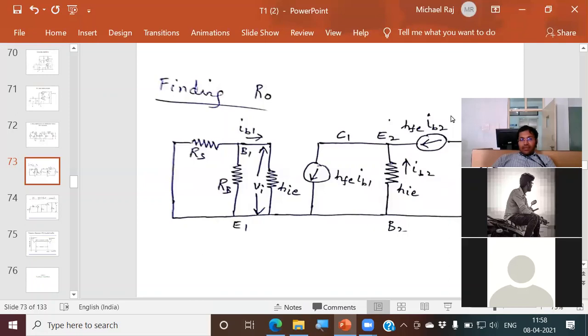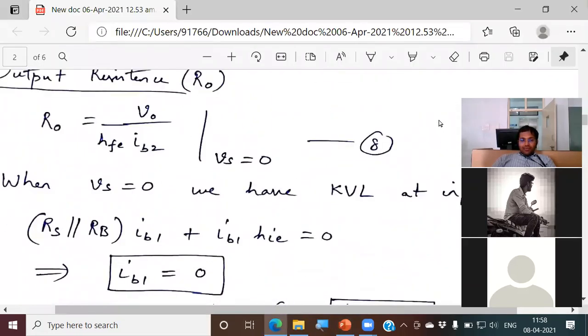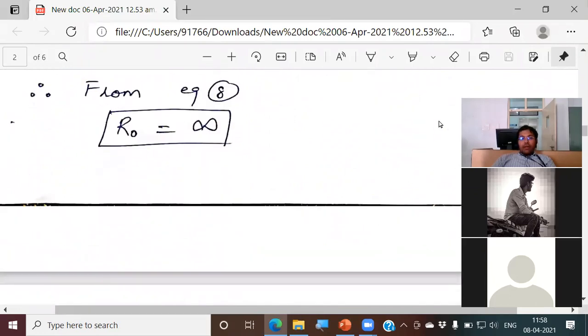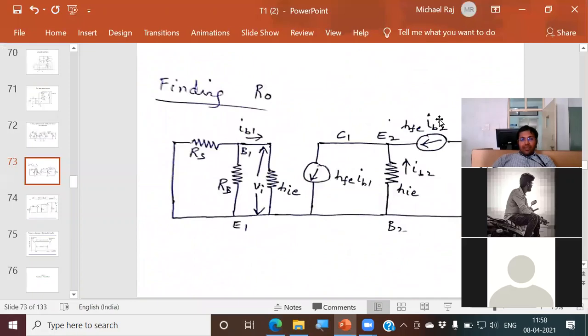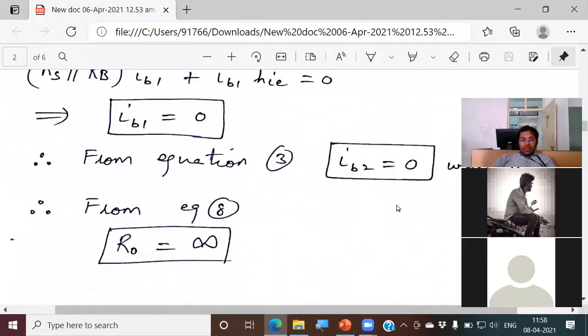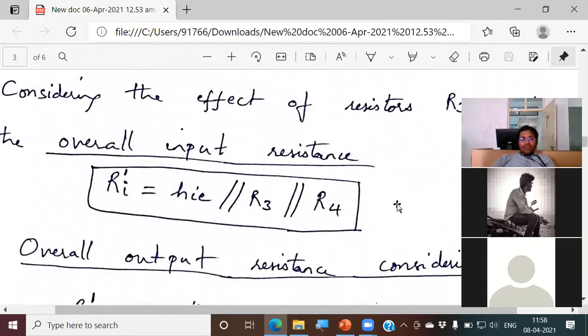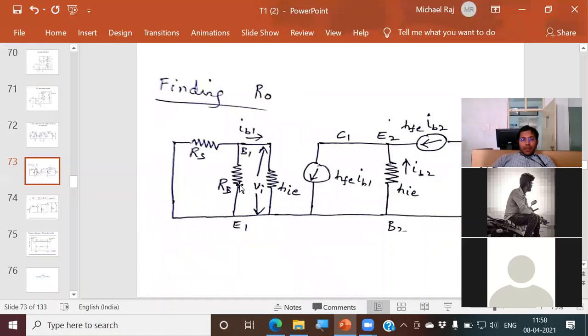Okay, clear? Now, let us see what further analysis we can do. For example, for measuring output resistance, I ignored RL. What happens if I have that RL? Also, I didn't consider the effect of this RB. I started analyzing from HIE towards the right. What happens if I consider this effect also?